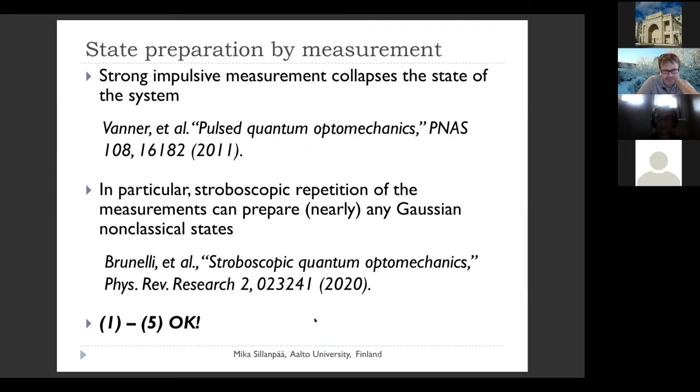Then a third possibility, working in the bad cavity limit, which is the natural parameter regime, is to use something known as state preparation by measurement, which means that a strong impulsive measurement collapses the wave function. And it has been theoretically shown that one can do all these possibilities which I mentioned using these operations with realistic numbers. So this looks the most promising currently.